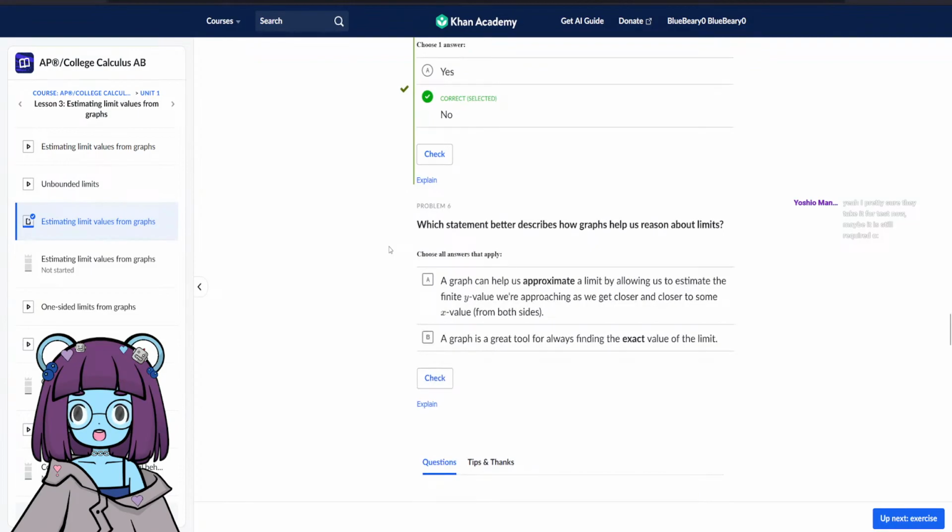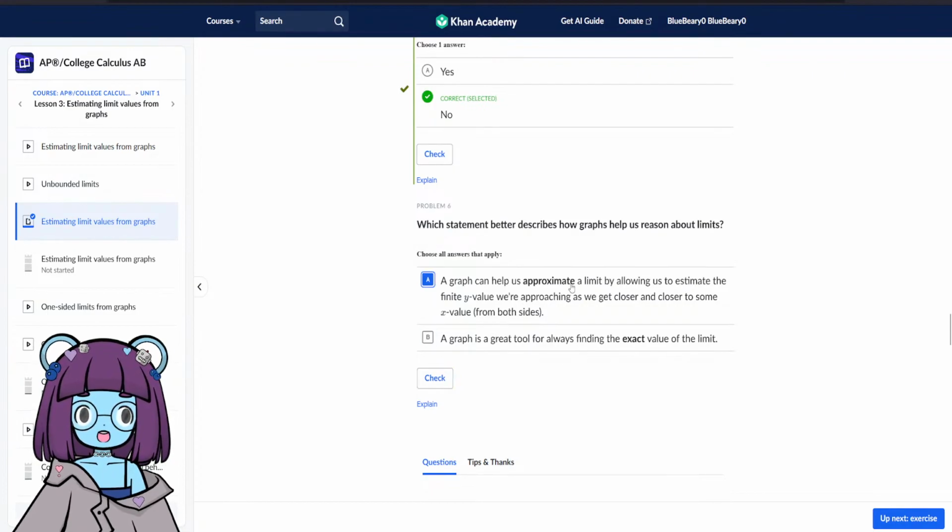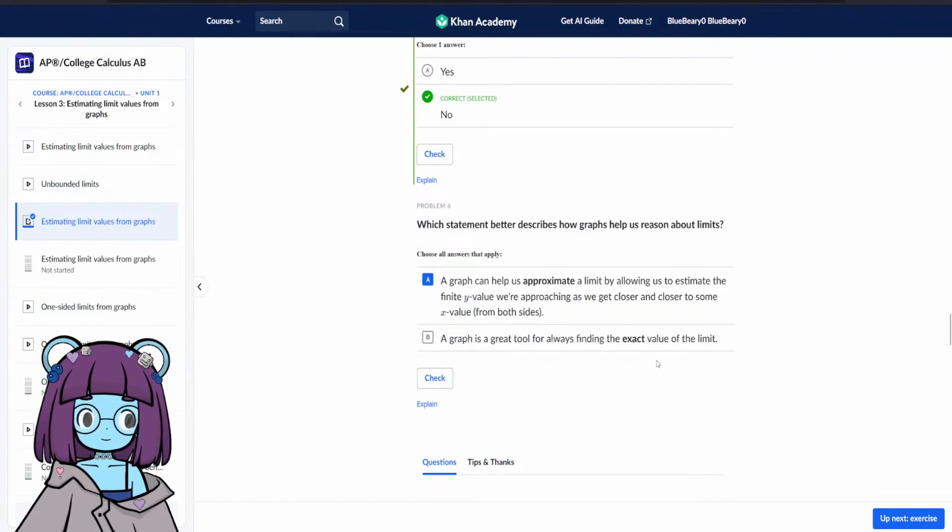Which statement better describes how graphs help us understand limits? A graph can help us approximate a limit by allowing us to estimate the finite y value we're approaching as we get closer and closer to some x value from both sides. Or, a graph is a great tool for always finding the exact value of a limit. Well, it's the first one, because sometimes the whole point of limits is to get really, really close.